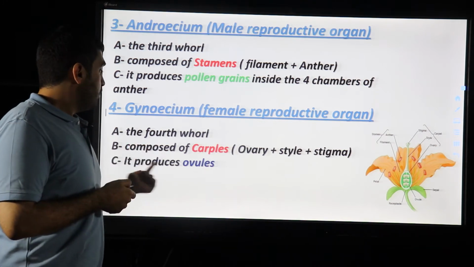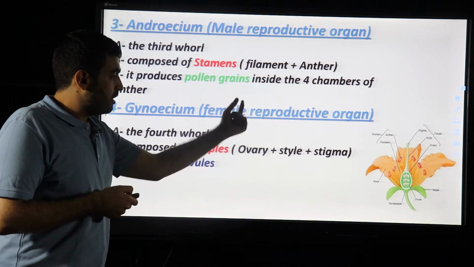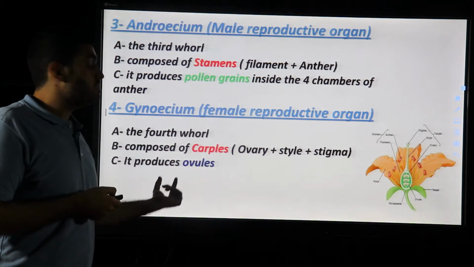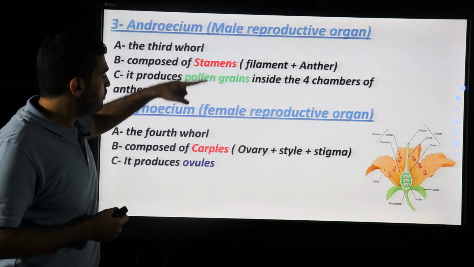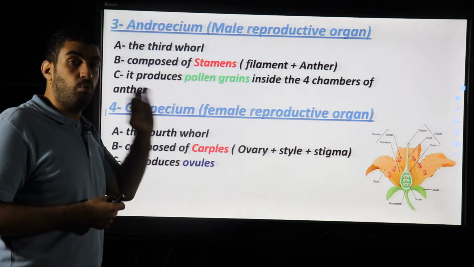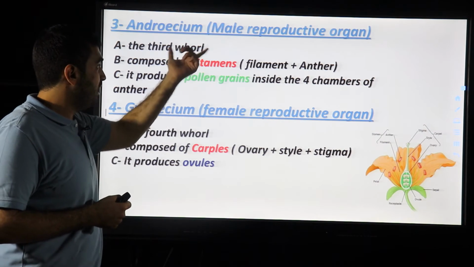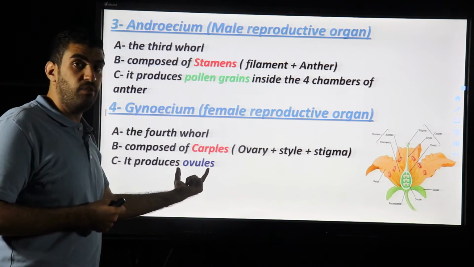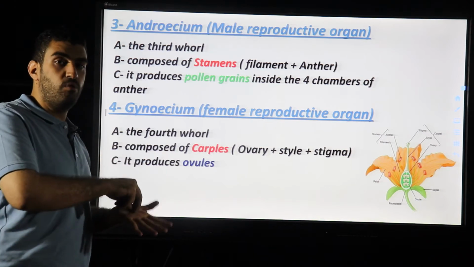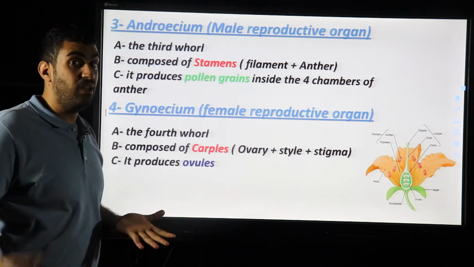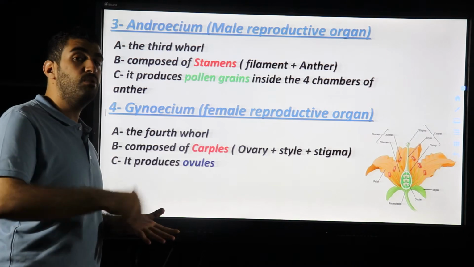The fourth whorl, composed of carpels, ovary, style, and stigma, produces ovules that will form seeds later when the pollen grains move to them. So once the pollen grains move from the male part to the ovules in the female part, the fertilization process occurs and the seeds are formed, which we can plant to produce a new plant.